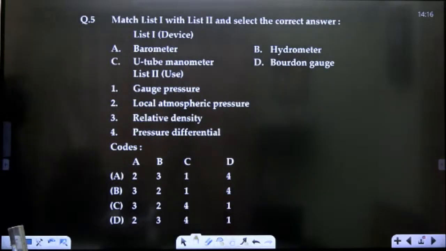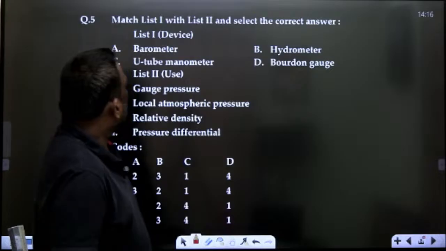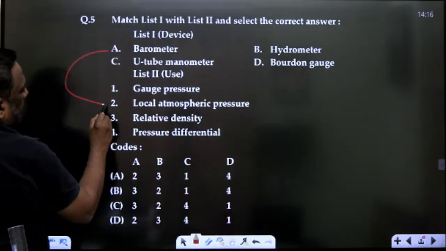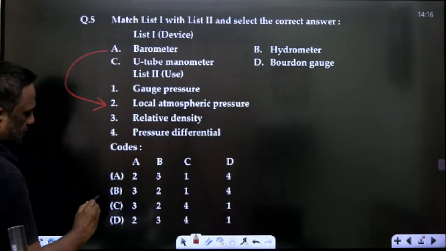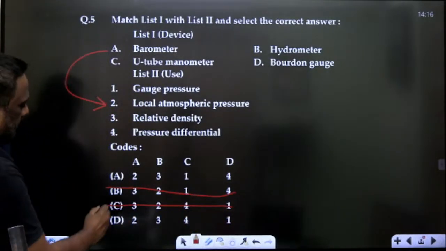Barometer. Barometer is used for measuring atmospheric pressure. So A is matching to 2. A is matching to 2.